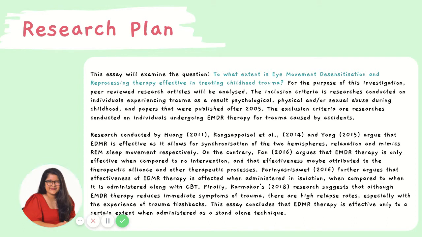This essay will examine the question: to what extent is eye movement desensitization and reprocessing therapy effective in treating childhood trauma? So I have changed the color. You can just bold or italicize your question. For the purpose of this investigation, peer-reviewed research articles will be analyzed. The inclusion criteria is research conducted on individuals experiencing trauma as a result of psychological, physical, and/or sexual abuse during childhood, and papers that were published after 2005. So that is my inclusion criteria. This is how I am choosing which researchers I want in my analysis.